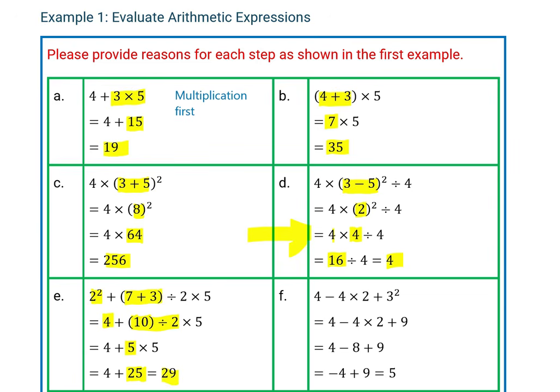Is that clear to you? These two examples illustrate that you actually move from left to right, not multiplication first and then division.